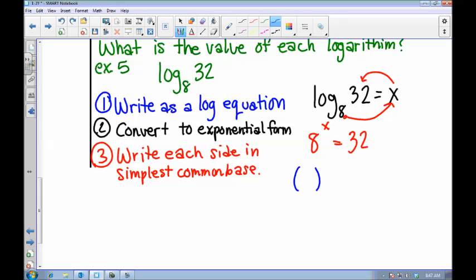2 to what power equals 8? How many 2's does it take? 2 times 2 is 4. It takes 3 2's, right? So that would be 2 cubed. But don't forget, we also have it to an x power.